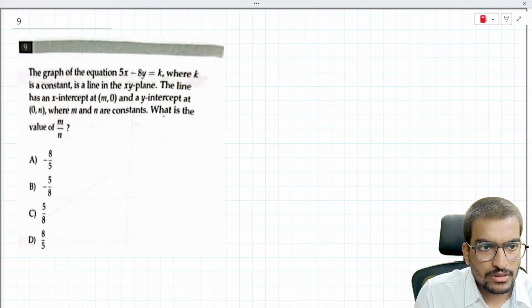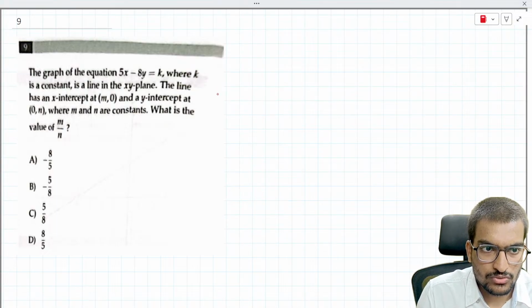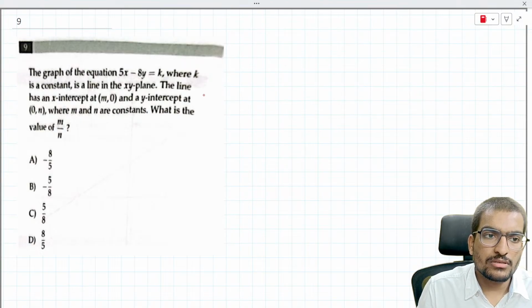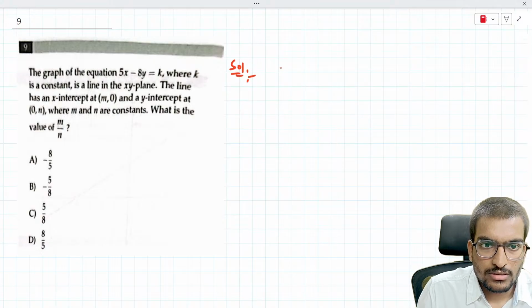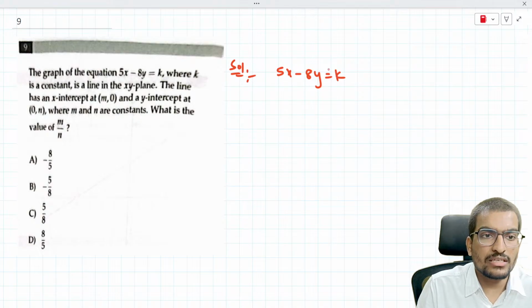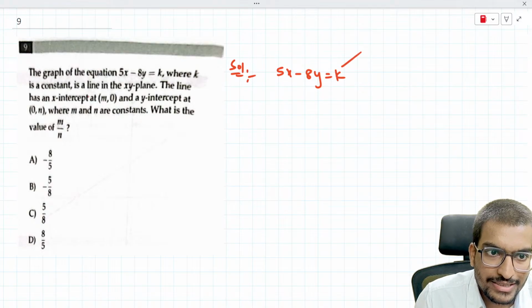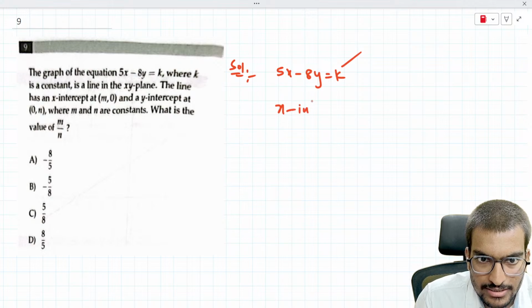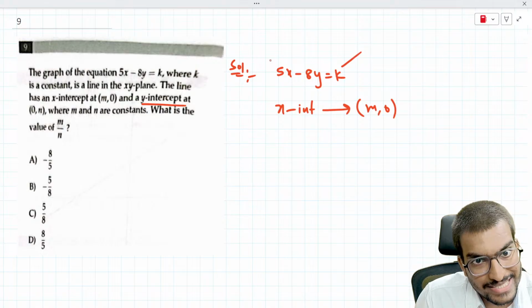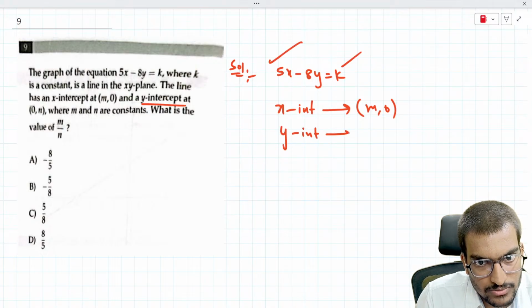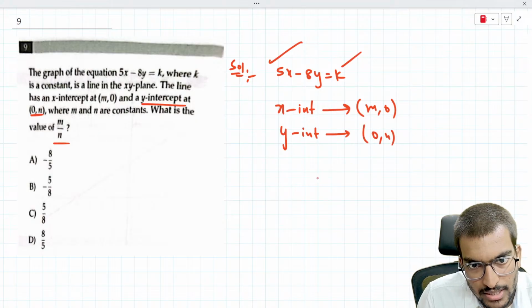The graph of the equation 5x minus 8y equals k, where k is a constant, is a line in the xy plane. This is the given line. It has x-intercept at m comma 0, and for the same line it has y-intercept at 0 comma n. Now we have to find what the value of m by n equals.